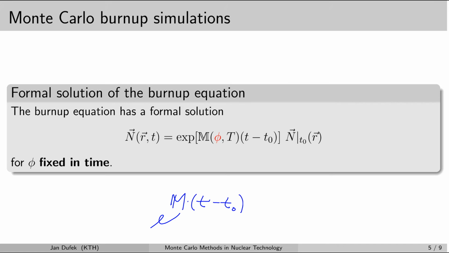And you need to understand that the matrix exponential is a matrix. This is a matrix. The whole thing is a matrix. So here, this formal solution is a product of a matrix and the nuclide field at time t0, the initial time. So we are going to have a special solver for obtaining this formal solution to the Burnup equation.